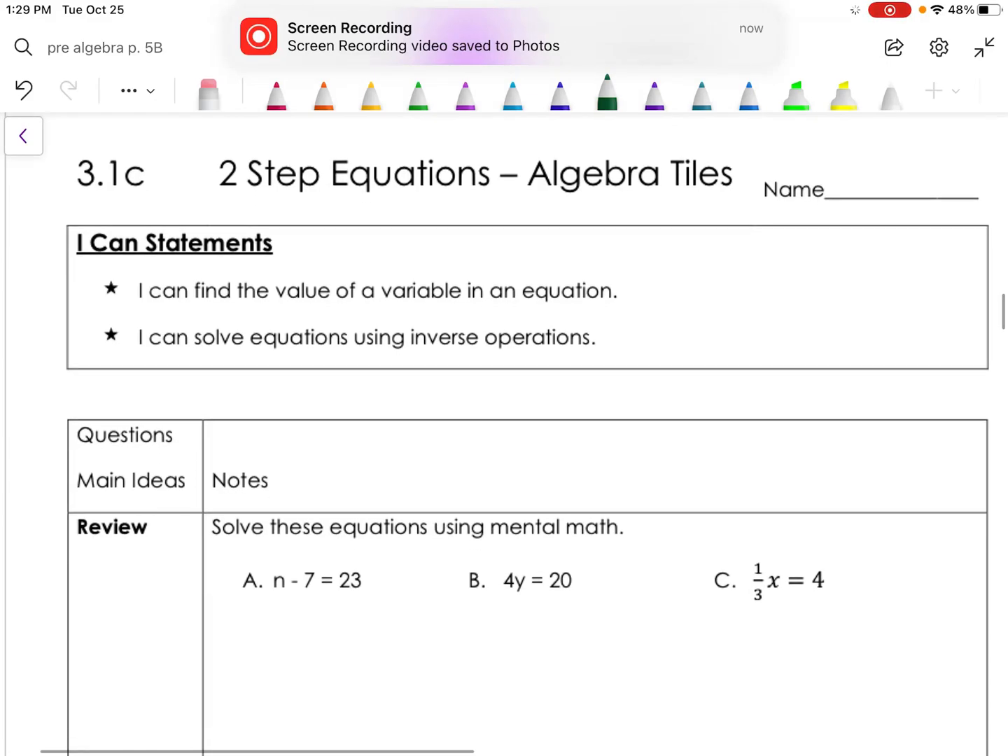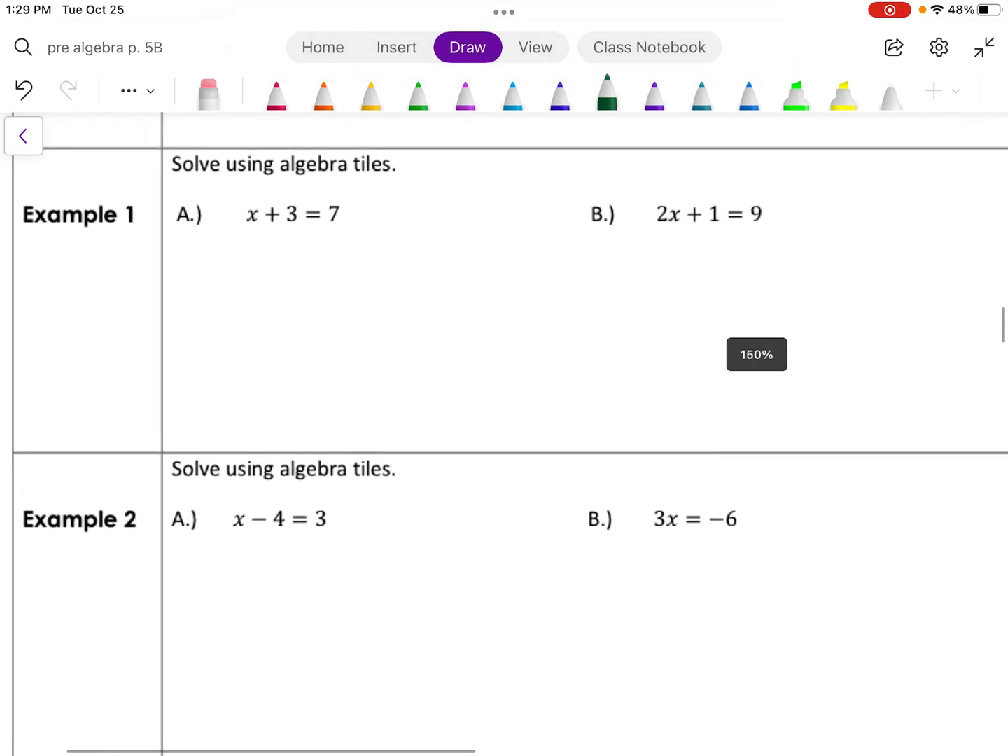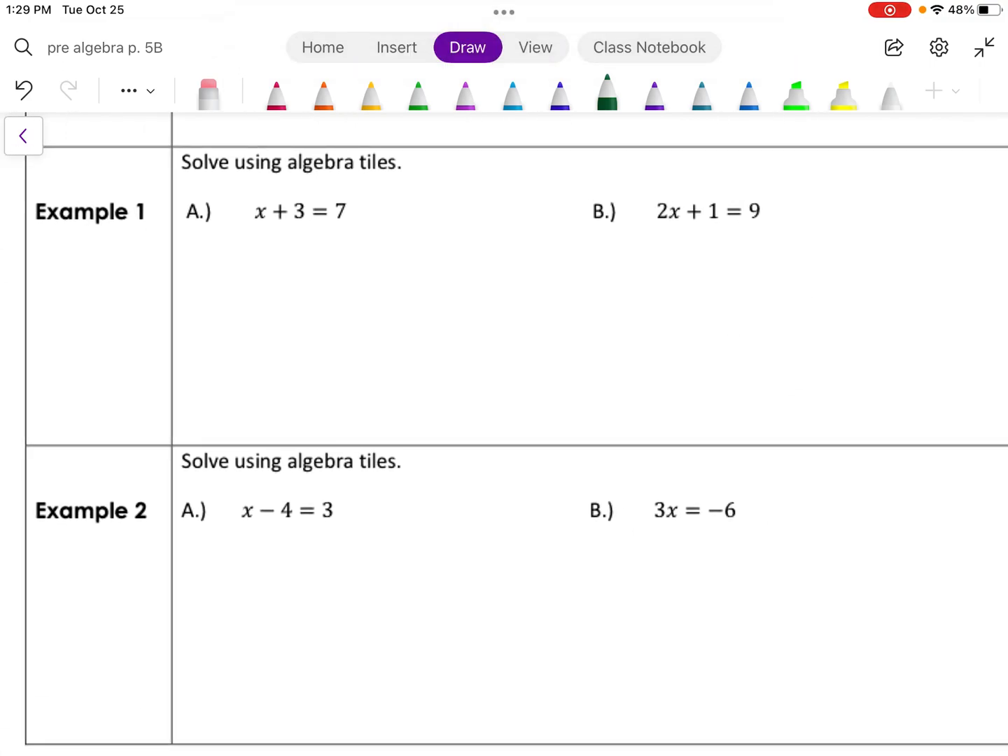Okay, 3.1c, day 3 of algebra tiles. So let's go down to example 1. We want to solve using algebra tiles. So what you're going to do is start off by using your algebra tiles to represent the equation, and then you're going to solve. So I've got 1x and 3 1s equals 7.